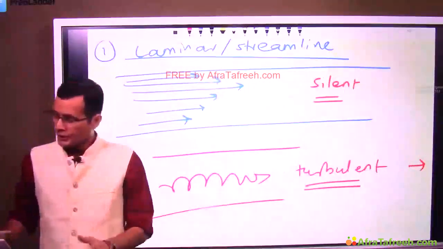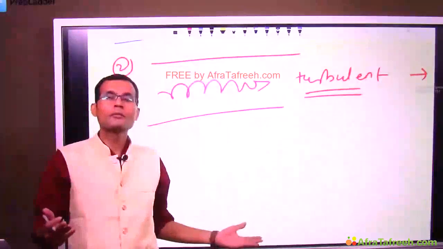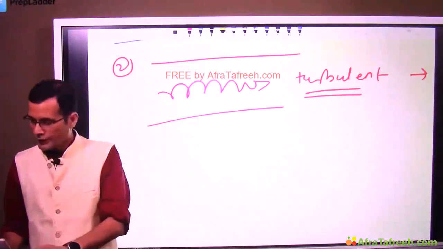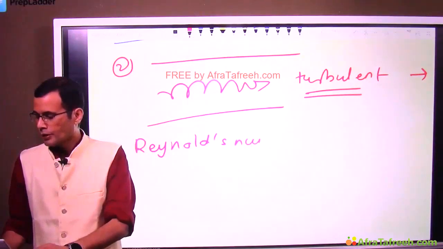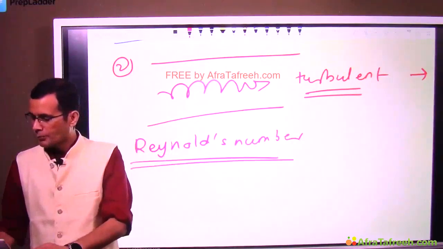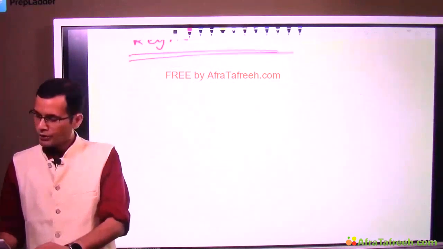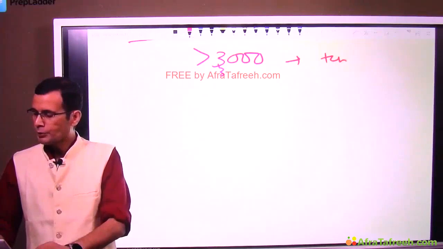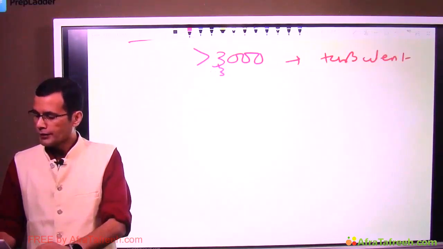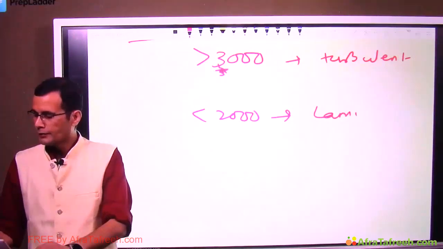And the last point is, when is it that the blood flow will become laminar or turbulent? It is determined by the Reynolds number. Reynolds number is just a number, it does not have any units. Reynolds number more than 3000, blood flow will be turbulent. Reynolds number less than 2000, the blood flow will be laminar.